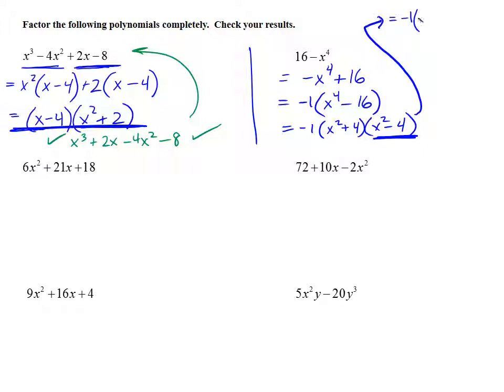Negative 1 times x squared plus 4. That one is the sum of squares and can't be factored, but the last one that I underlined, I can write as x plus 2 times x minus 2. So that would be the final result. I can't factor further. So that would be my answer.